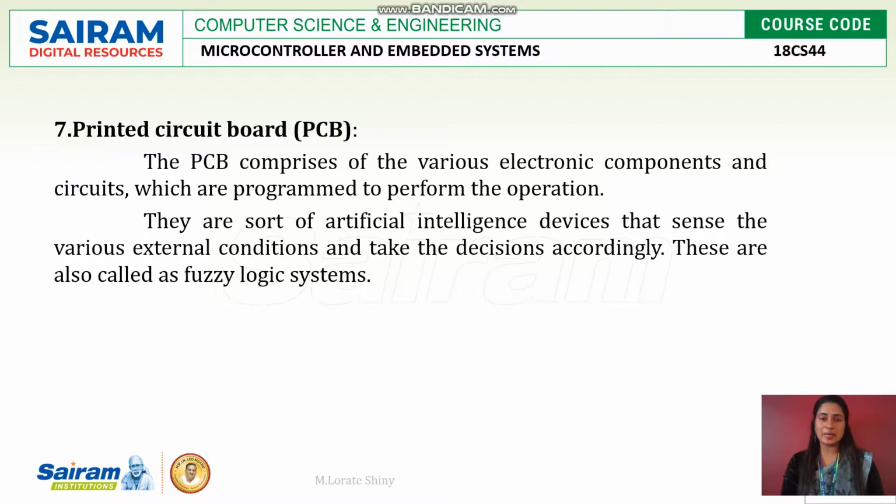This PCB calculates the weight of the clothes loaded inside the washing machine. Based on the weight, it calculates the requirement of water, the requirement of detergent, and the time required to complete the washing. All of these are calculated by this PCB, and all the functions are controlled by a processor. It may be a microprocessor or microcontroller.